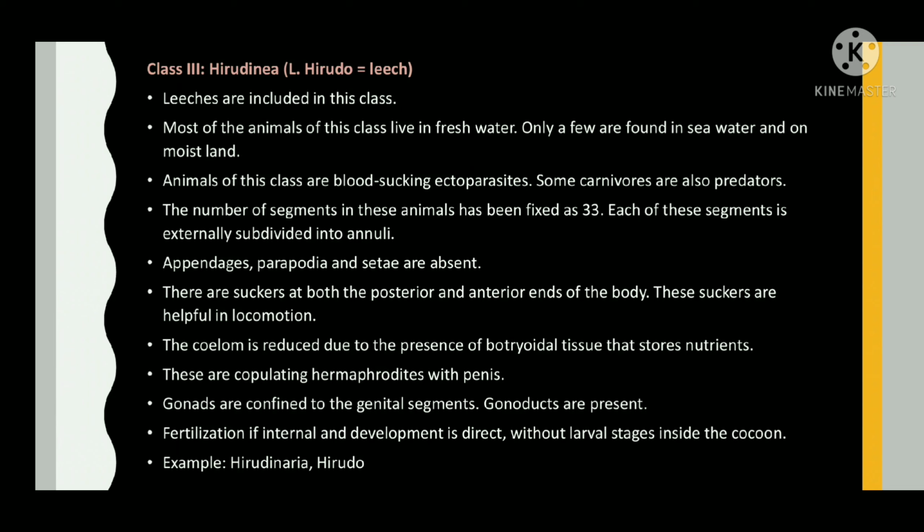These are copulating hermaphrodites with a penis. Gonads are confined to the genital segments. Gonads are present. Fertilization is internal, development is direct, without larval stages, inside the cocoon. Examples: Hirudinaria, Hirudo.